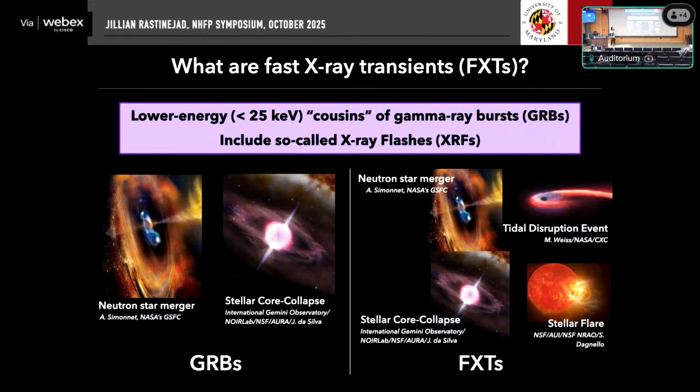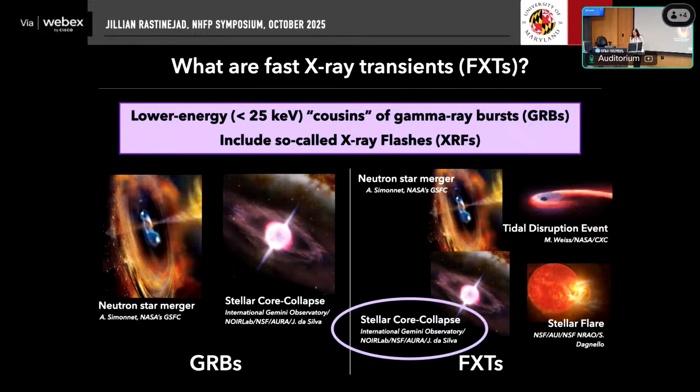And so while GRBs have had missions to study them for a very long time, dedicated wide field missions observing the gamma ray sky, the X-ray sky has not had a big wide field monitor to discover these for quite a long time. In my talk, I'll be focusing on understanding what's driving those that come from stellar core collapse, how the fast X-ray transient is actually created, and what that tells us about the progenitor star.